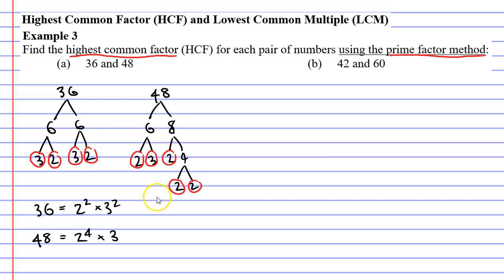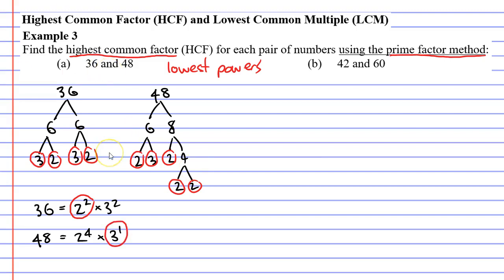Now the next thing we're going to do is look at the numbers with the lowest powers. And I'll write a little note up there, lowest powers. And this is the key for finding the highest common factor. So we notice that we've got a 2 in both cases, but one of them has a 2 to the power of 2 and one has 2 to the power of 4, and we're trying to find the lowest power. When we look at the 3's, we've got a 3 to the power of 2 and a 3 to the power of nothing. That technically means 3 to the power of 1. So the lower power gets circled.